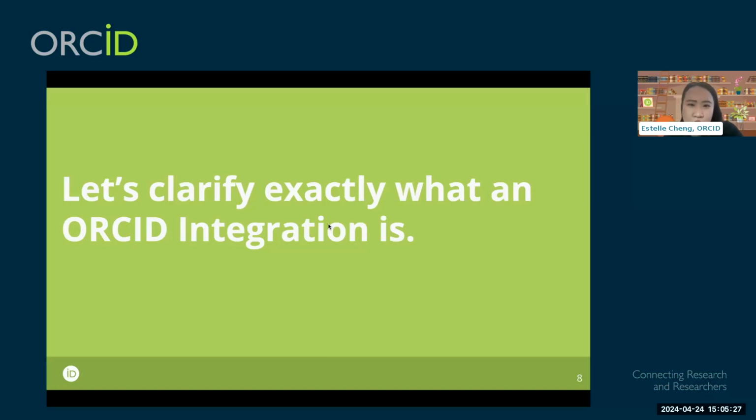Basically the question is to check if, as a member, your organization already has an integration.